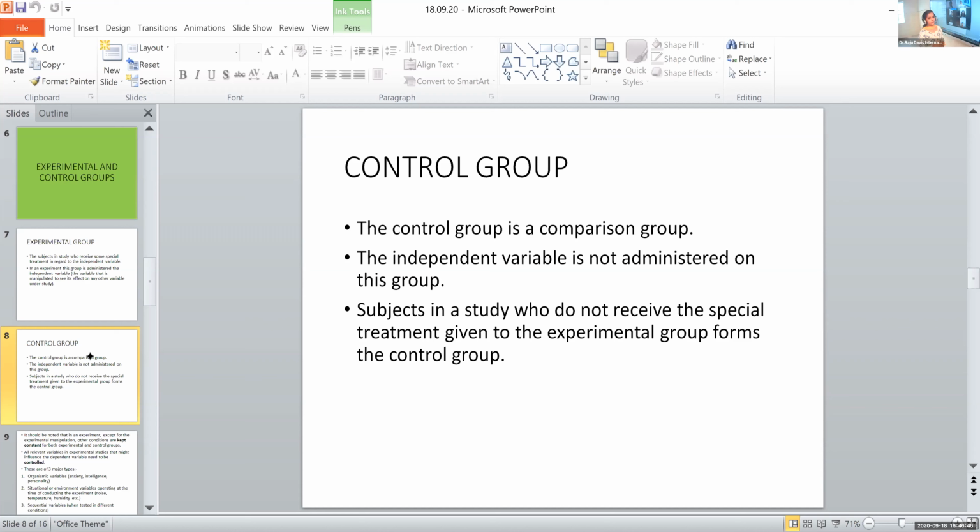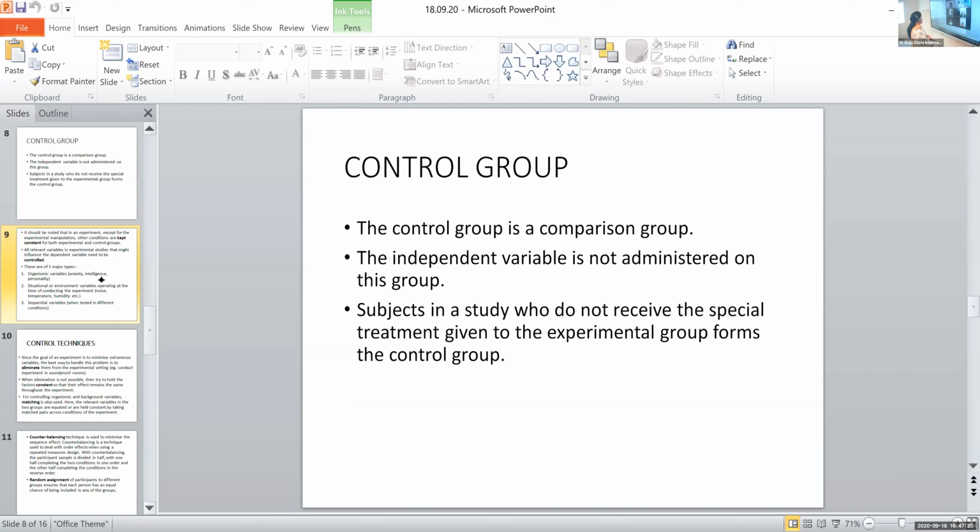Yes, and then what did we see? We saw the two types of groups, that is experimental as well as control groups. In experimental groups, the participants always receive the independent variable, which is the cause. And in the other group, that is the control group, it is just kept for a comparison purpose and it does not receive the independent variable or the cause. Clear? Yes. Okay, now.